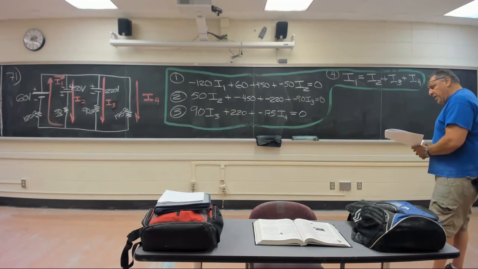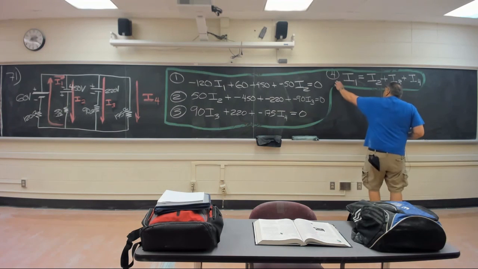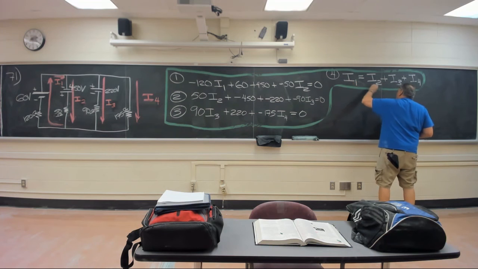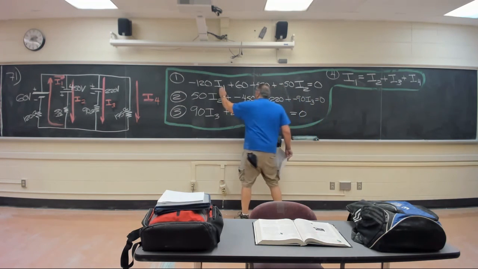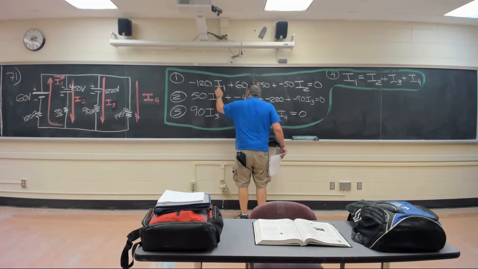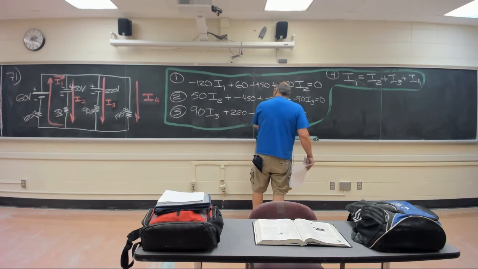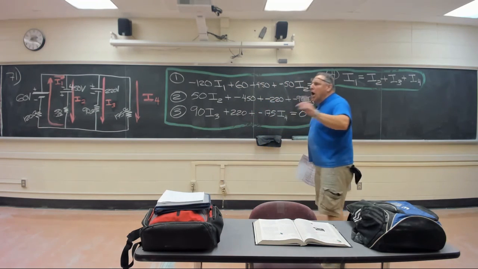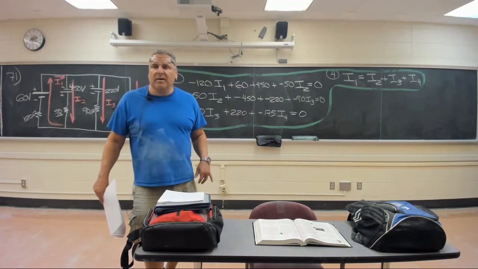4 equations and 4 unknowns. You're going to substitute equation 4 for I1. Wherever you see an I1, ladies and gentlemen, you're going to put the quantity I2 plus I3 plus I4. Where else do I see it? I don't see it anywhere else. Okay, good. Put it up there. Having done that, I1 is gone. I can find out what it is later, but right now I1 is gone.